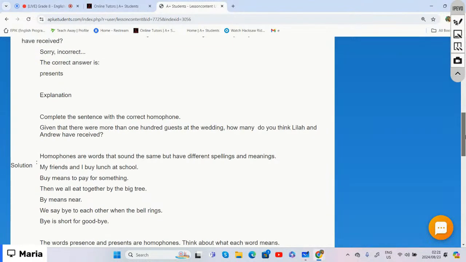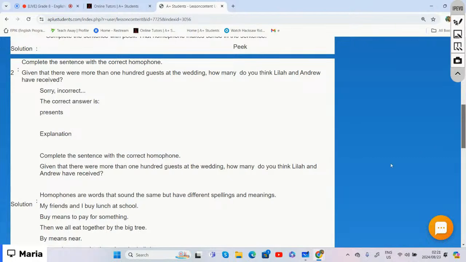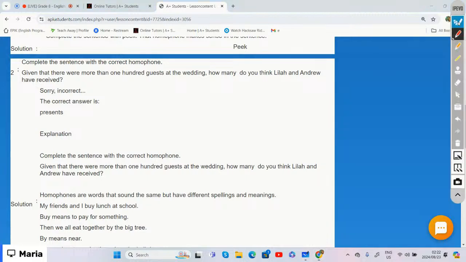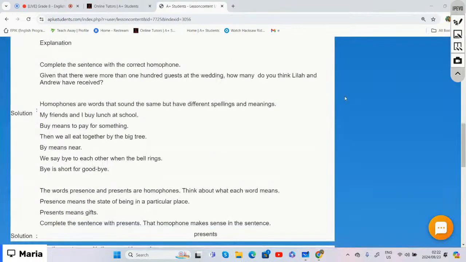All right. Let's go to the next one. It says, given that there were more than 100 guests at the wedding, how many do you think Leela and Andrew have received? Or how many, because there's a word missing. So I'm not sure if they say gifts, but how many presents? Here we have the word present. If it's plural, it's with an S also.